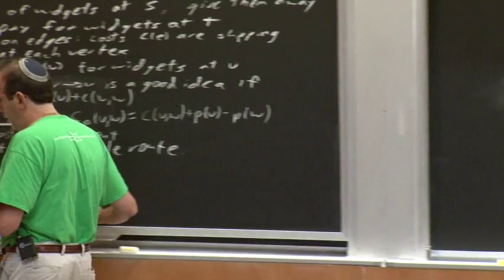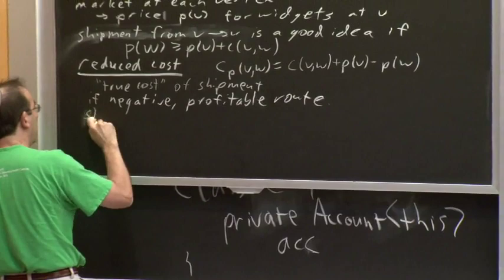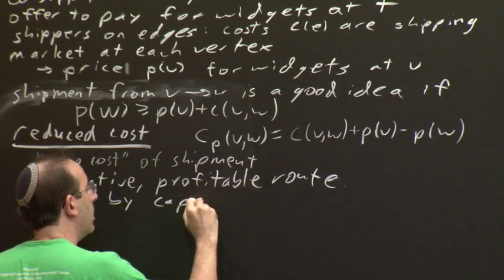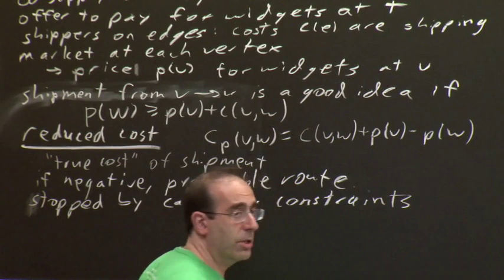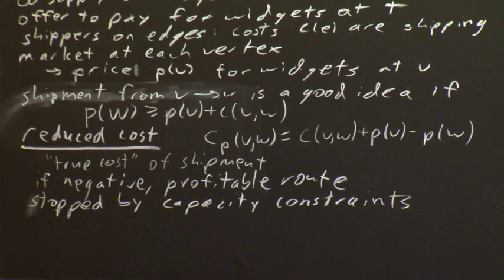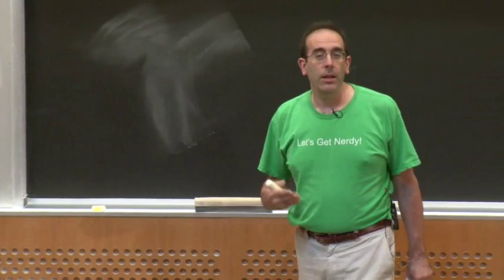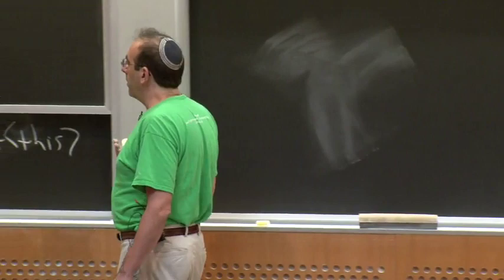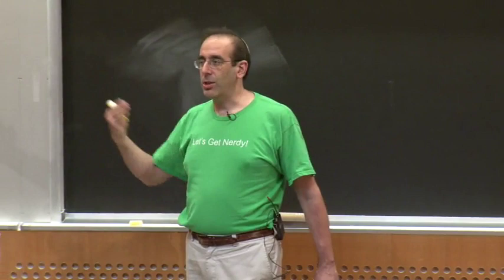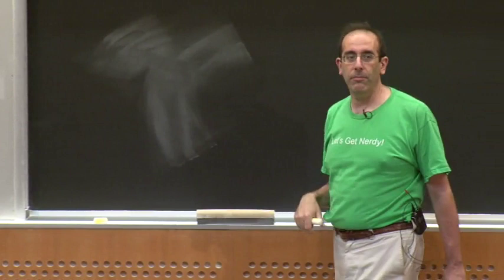So these negative reduced cost shipments are stopped by capacity constraints. So the shippers will pile in. They will try to buy stuff at V and ship it to W and make money doing that. But as they do it more and more, they will eventually saturate the edge from V to W. Now, what's the next thing that's going to happen equilibrium-wise? If you've lost the ability to get widgets to W by buying them at V and shipping them along this edge, what's going to happen? Any course 14 majors in the room? Yes?